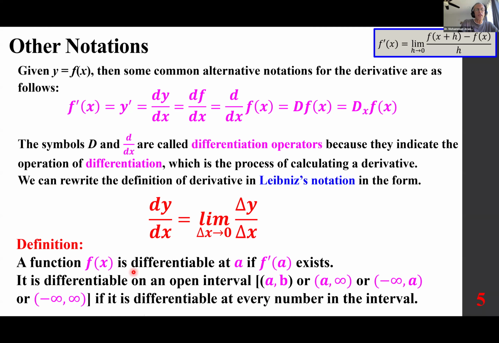A function f of x is differentiable at a if f prime of a exists. It is differentiable on an open interval of a to b, or a to infinity, or negative infinity to a, or negative infinity to positive infinity, if it is differentiable at every number in the interval. So that's using other notations and the definition.